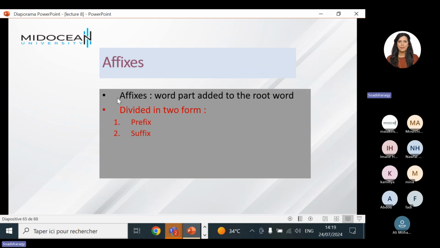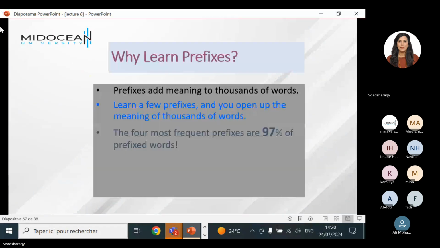A word part added to the root word. Affixes are divided in two forms. Number 1, prefix, and 2, suffix. Prefixes. Prefixes add meaning to thousands of words. Learn a few prefixes and you open up the meaning of thousands of words. The four most frequent prefixes are 97% of prefixed words.